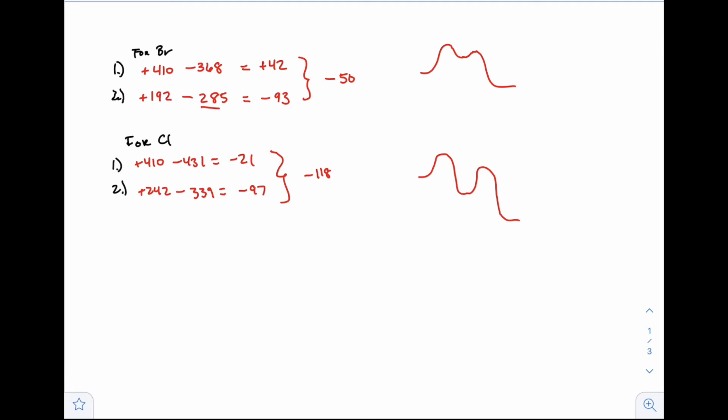Okay, so the secondary position is a weaker CH than the primary, but why don't we get the same outcome for the chlorination that we do for the bromination? So here's our explanation. We already saw these numbers in the previous video.